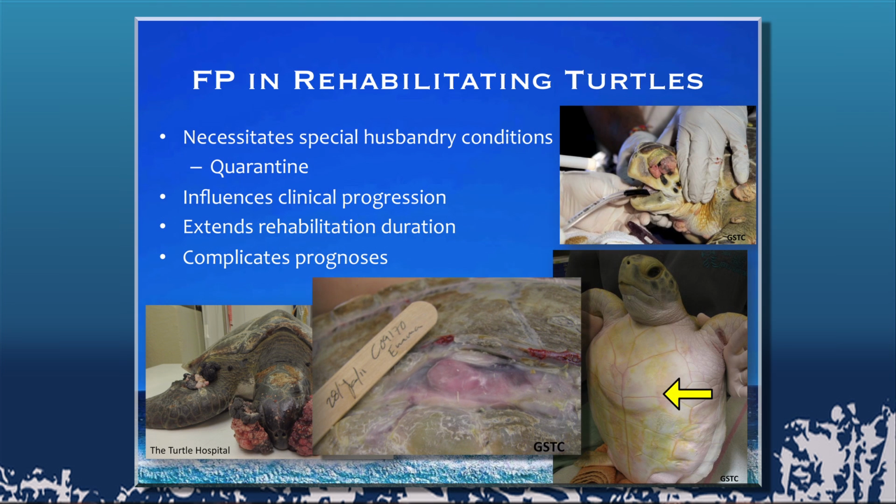This is another turtle who came in with a boat strike wound on the carapace and was progressing quite nicely, and then developed these tumors within the boat strike lesion, and the turtle was euthanized.